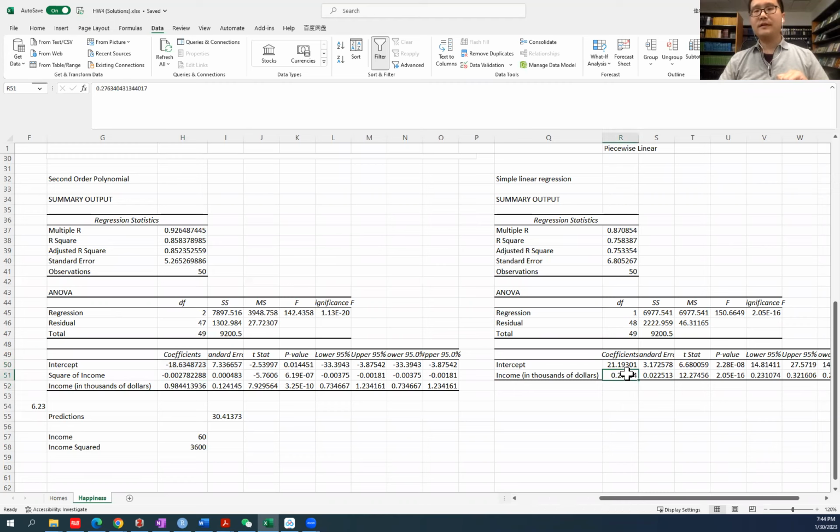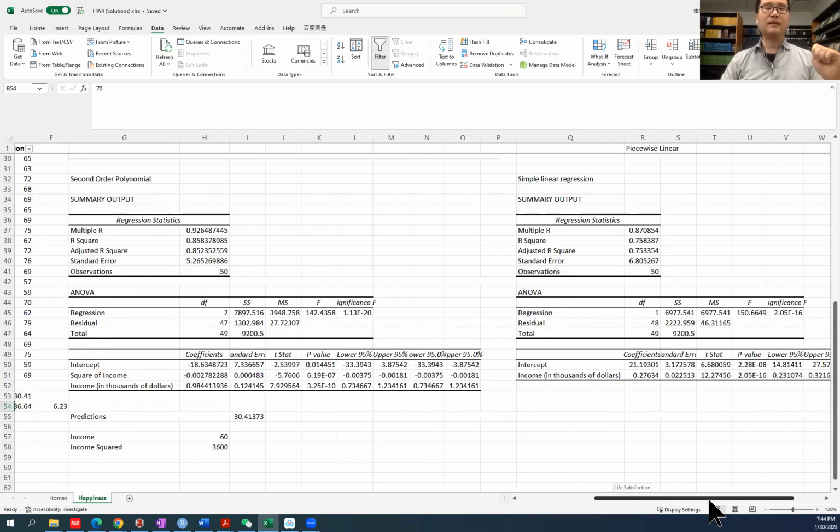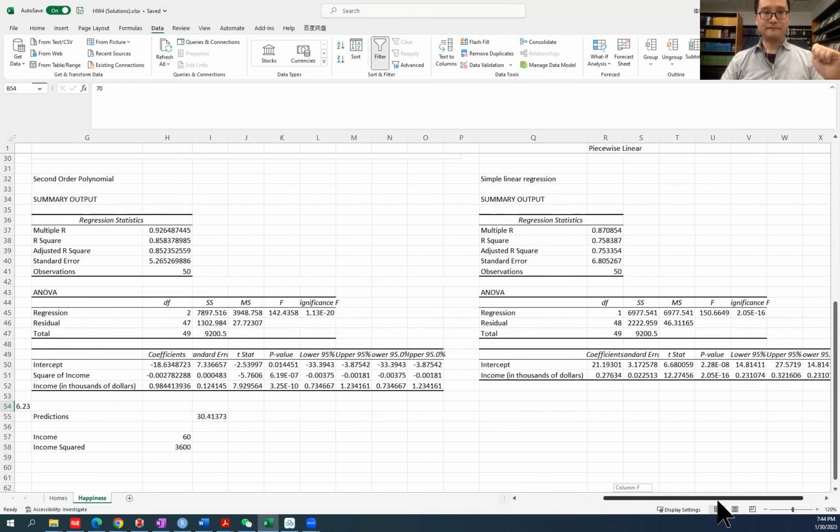So using this model, we could still calculate some predicted life satisfaction. And you would probably have a similar outcome in terms of the predicted change in life satisfaction when income increases from $60,000 to $70,000. But the model would be very different.